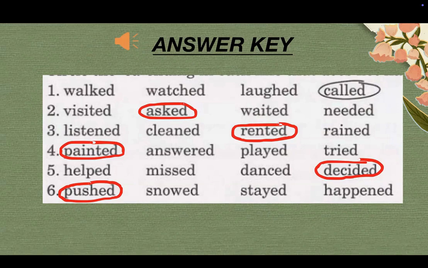Next one, number 4, we have the word painted with the ed ending id. However, the rest of the 3 words have the ed ending d: answered, played, tried. So the word painted is different from the others. Number 5, we have the word decided, which has the ed ending id. However, the rest of the 3 words have the ed ending t, like hoped, missed, danced. So the word decided is different from the others.